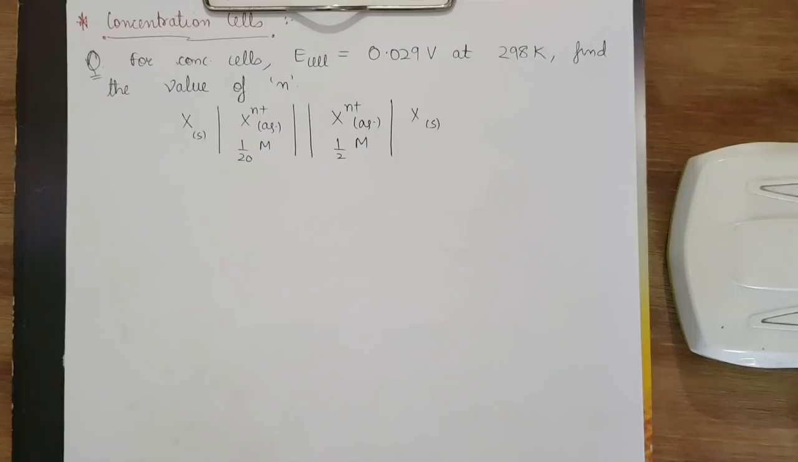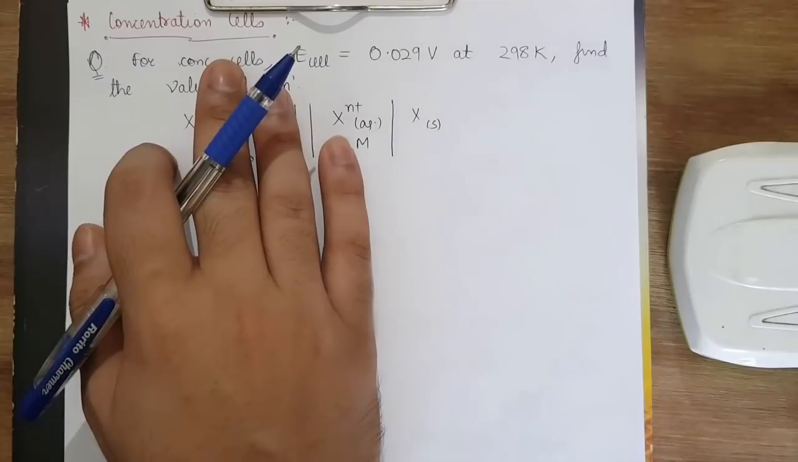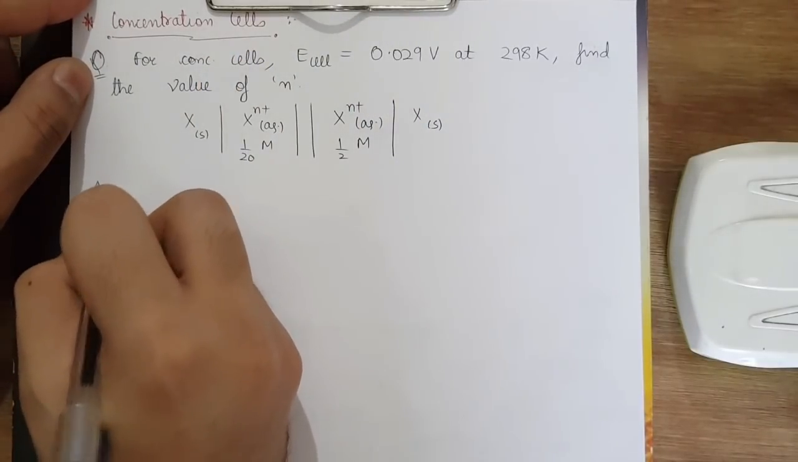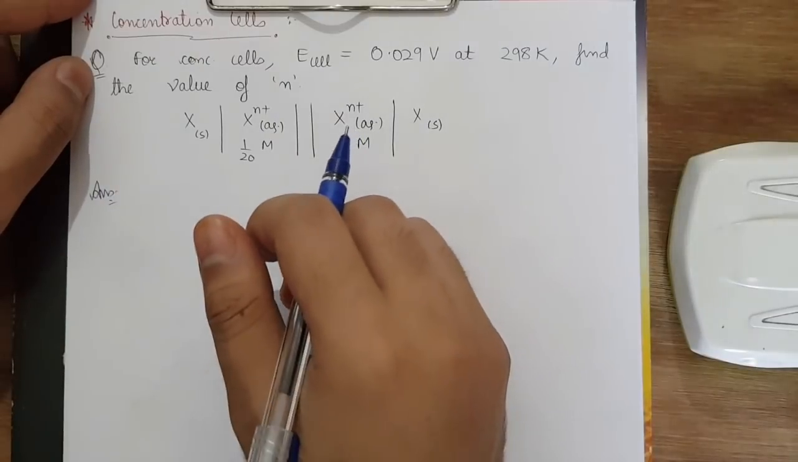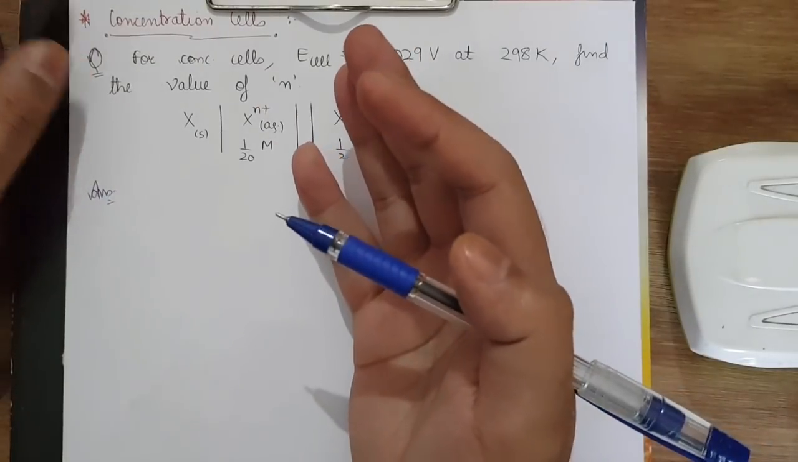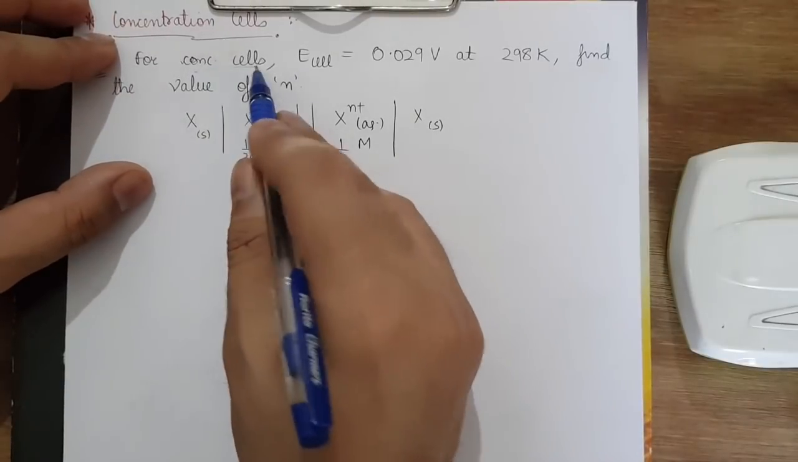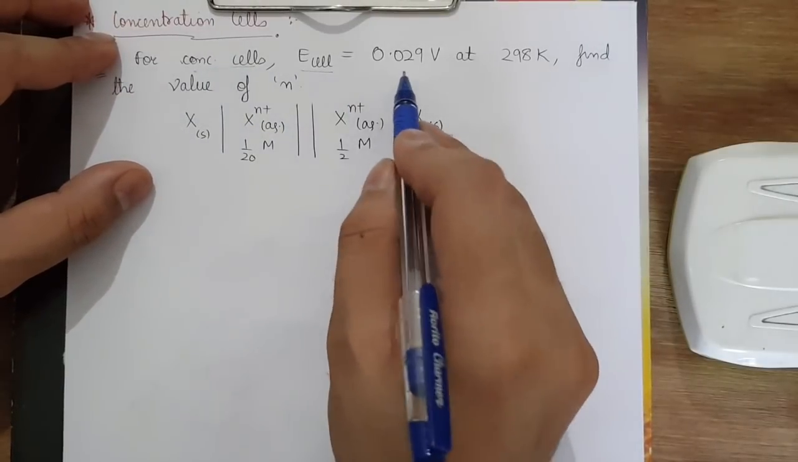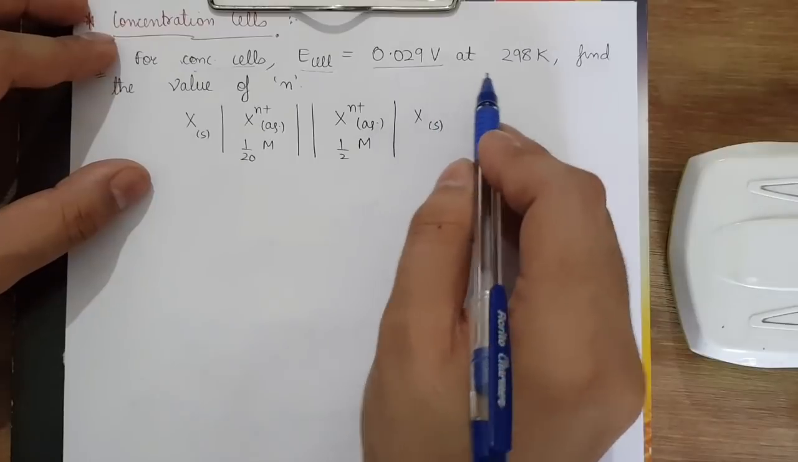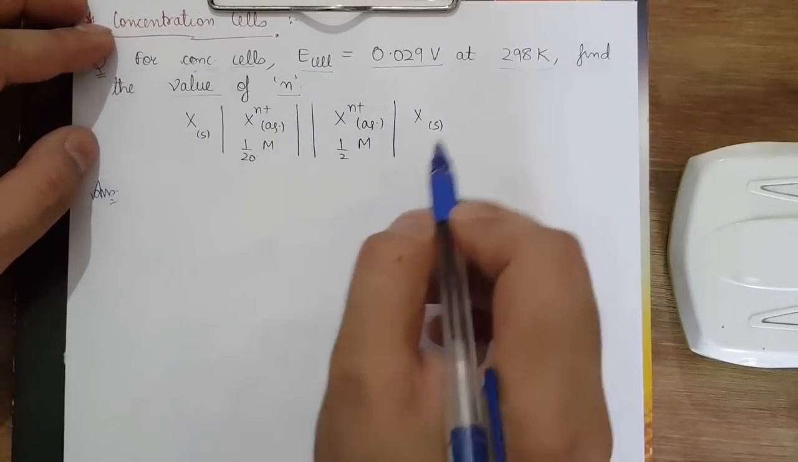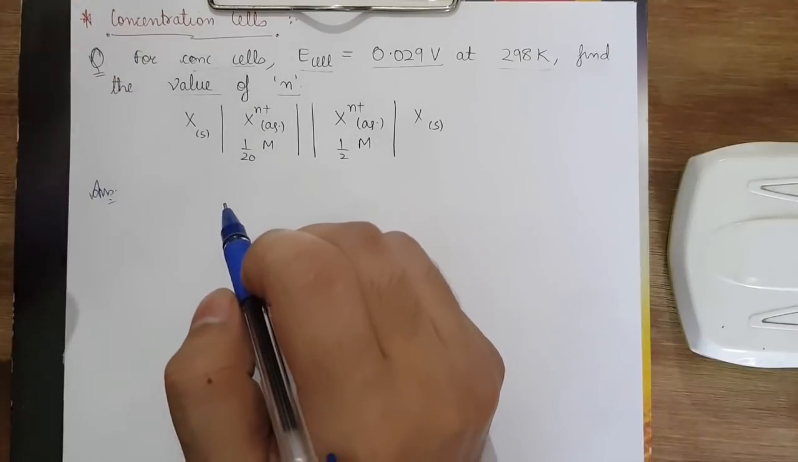Alright. The next part is the concentration cells. This topic isn't taught properly, so make sure that you understand it very well. This topic actually creates confusion because of the lack of data. Let us try to understand what I mean by lack of data. For the concentration cell, the value of E cell has been given as 0.029 volts at 298 kelvins. You need to find the value of n for this given cell.